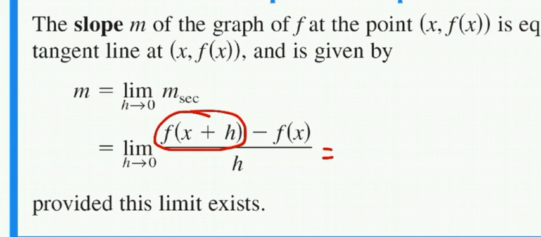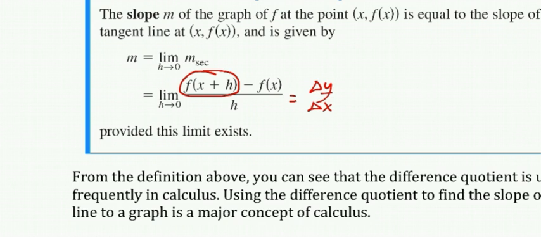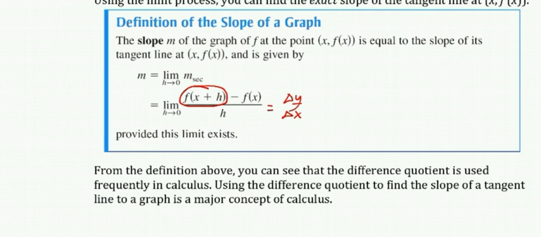And again, this is essentially delta y over delta x. And this is also assuming that the limit exists. So from this definition above, you can see that the difference quotient is used frequently in calculus. And using the difference quotient to find the slope of a tangent line to a graph is a major concept in calculus. Folks, let's try an example of this out.